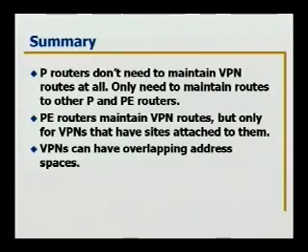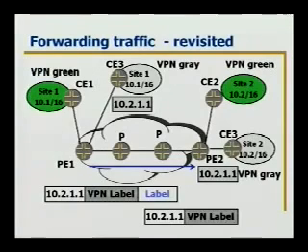So another interesting thing that we note in this picture is the two P routers in the middle of the network here. What do these two P routers need to do? They only need to be able to switch packets based on labels. They don't need to know anything about VPN IP addresses. They don't need to know anything about any of the VPN routes in this network.